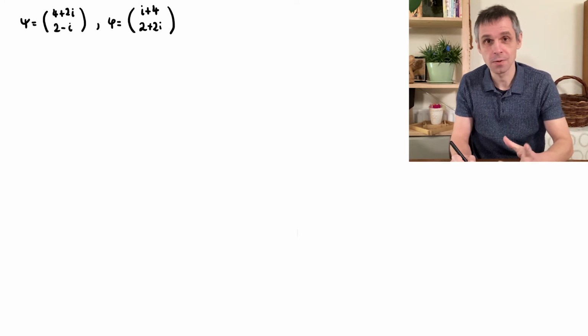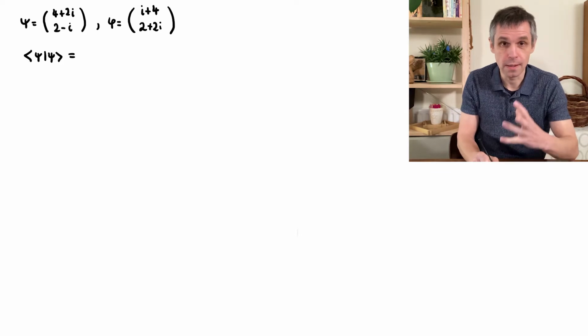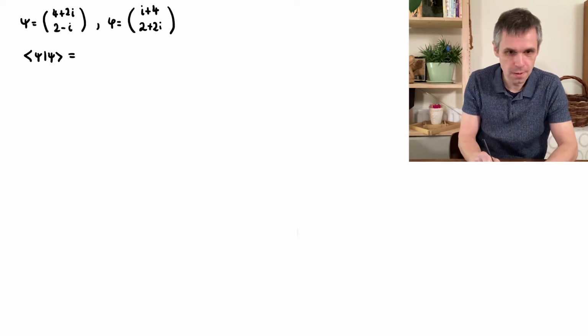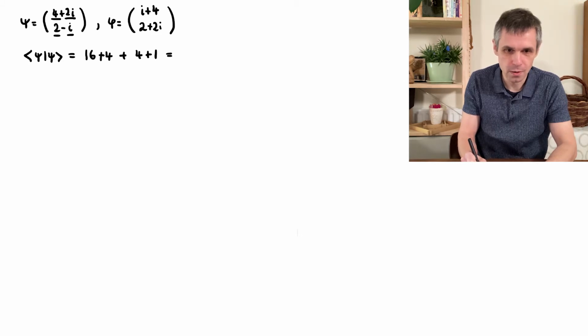So first let's look at the length of these complex vectors. And for this we now use our scalar product. So I'm going to denote it like this. And now we have to take the absolute value squares of these numbers. So that would be 16 plus 4 coming from this real and this imaginary part here, plus 4 plus 1 coming from this real and this imaginary part. So that's 25, that's 5 squared.